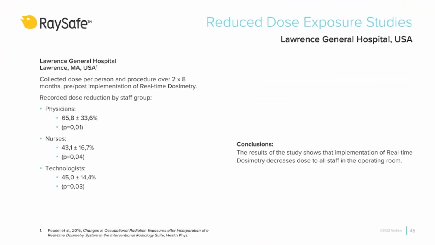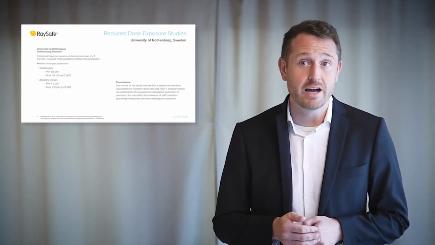In this American study, the monthly OSL dosimetry records obtained during the 8-month period before introduction of real-time dosimetry were set as a reference. This reference was then compared to a similar 8-month period after the implementation of real-time dosimetry. They experienced a big decrease in dose for all staff in the operating room. The physician decreased by roughly 66%, the nurses by 43%, and the technologists reduced their dose by 45%.